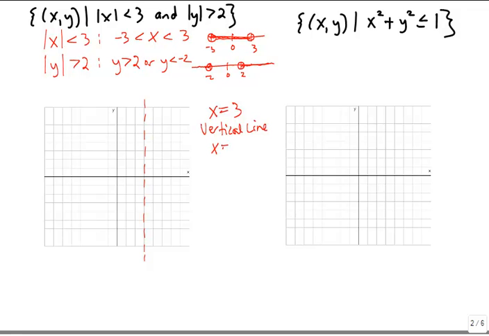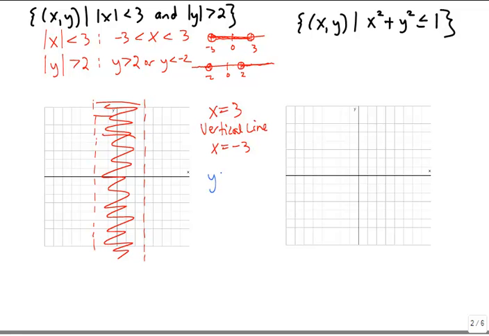What would x equals -3 look like? Well, that's also a vertical line, but it would be on this side of the origin. So if we want all the x's between -3 and 3, then that means we're talking about this shaded region right here. So two-dimensionally, those would be all the points that have an x-coordinate that's smaller than 3 in absolute value. All right, now we're going to do it for y's.